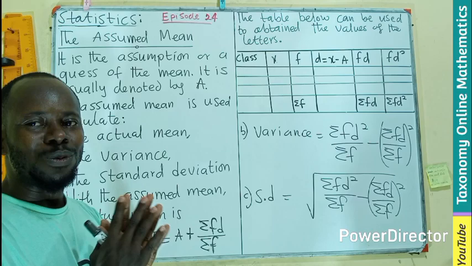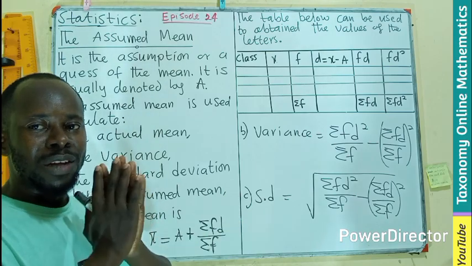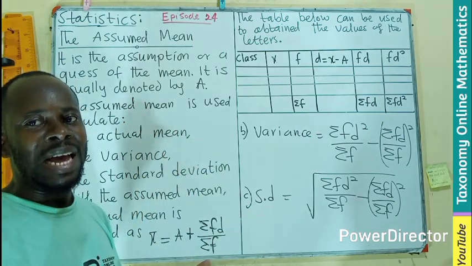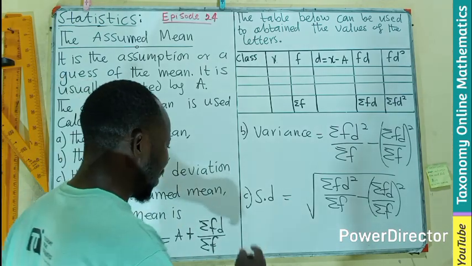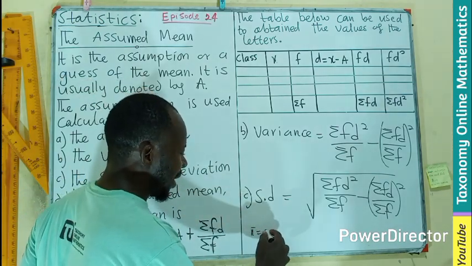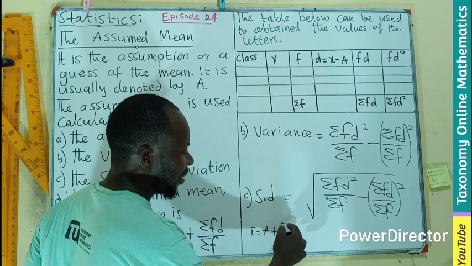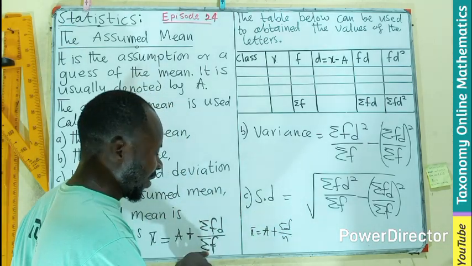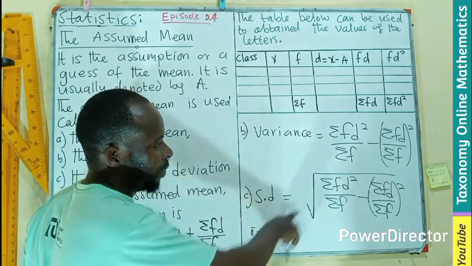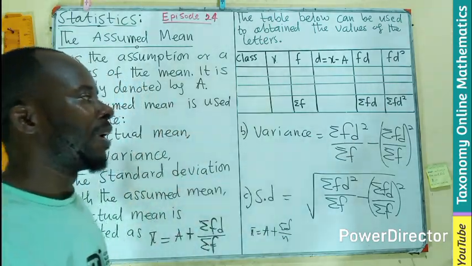That is when there is no repetition of value, so there is no frequency. Every data is appearing 1, 1, 1, 1. Then your mean becomes the assumed mean plus sigma d over n, where n is the summation of the numbers. The same applies to all of them, ignoring the f.